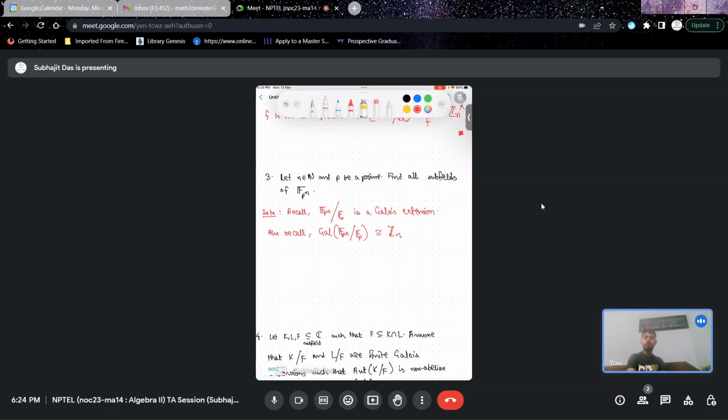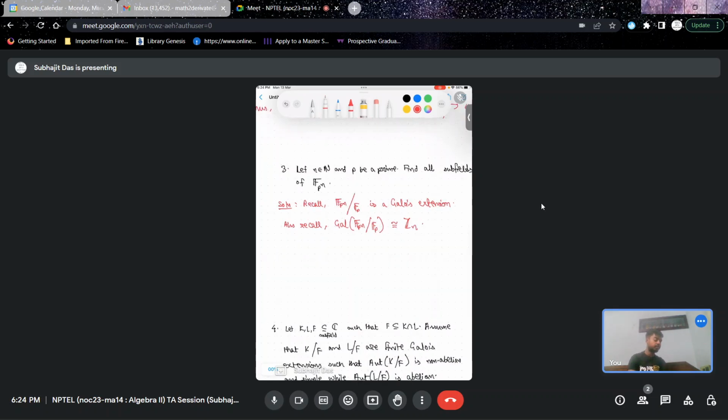The Frobenius automorphism of F_{p^n} is one of the generators of this Galois group, right? So the Frobenius map, which sends any a onto a to the power p, is a mapping of F_{p^n} into itself. It is an automorphism and hence an element of the Galois group. So this is a generator of the Galois group, right?